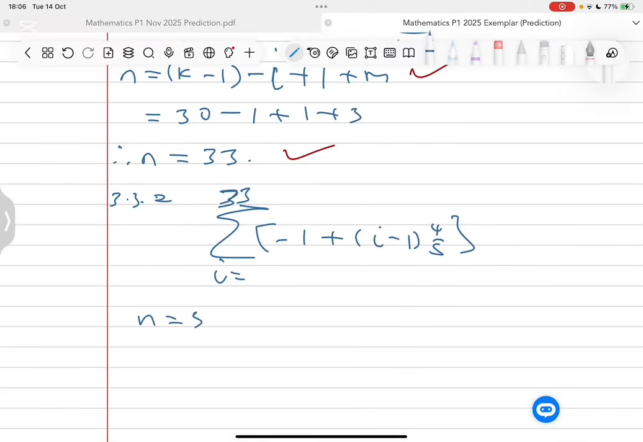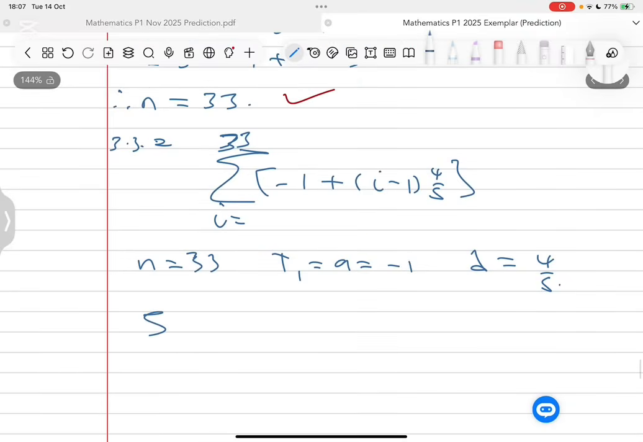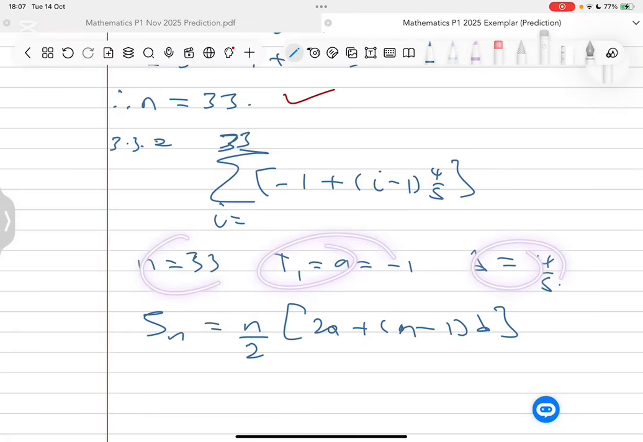Our n is equal to 33, so we know that there are 33 terms in this sequence. Our T1 is equal to a, which is -1, and the common difference is 4 over 5. This means I can use the formula that says the sum of the terms is Sn equals n over 2 times (2a plus (n minus 1) times d). And I have all these variables to find the sum.